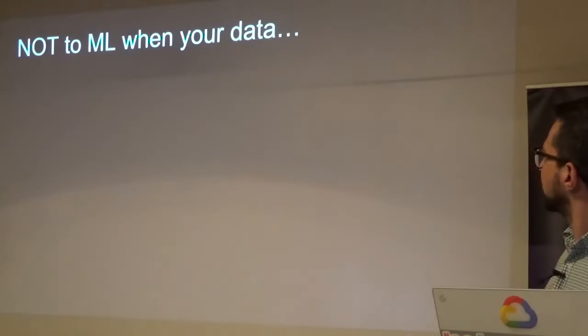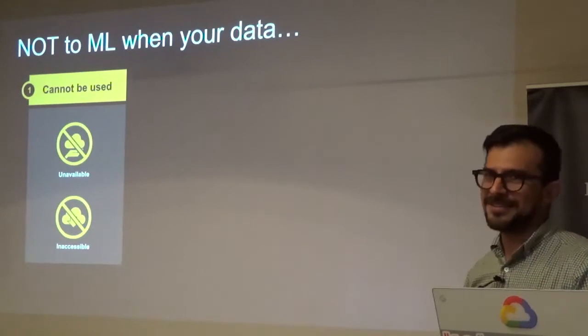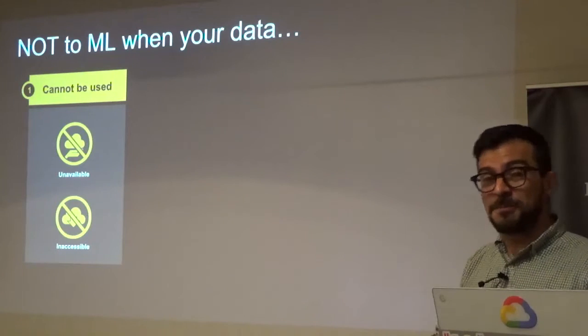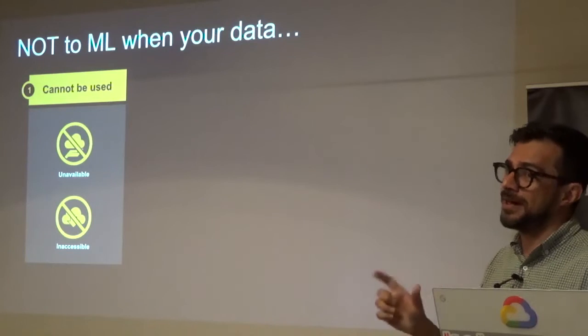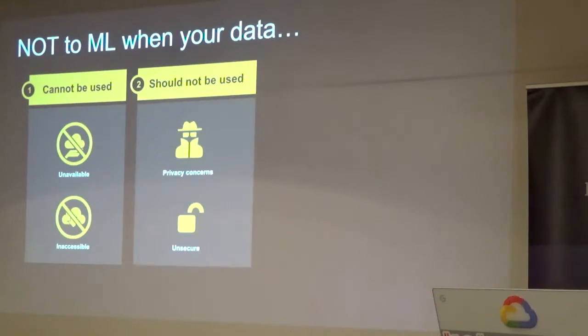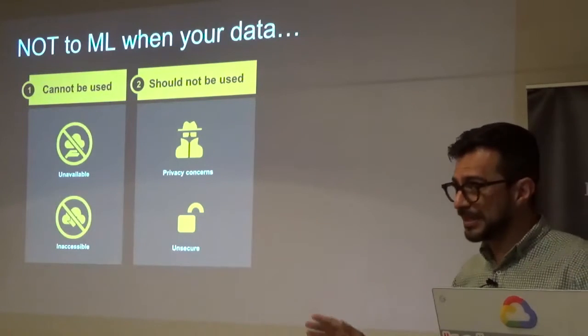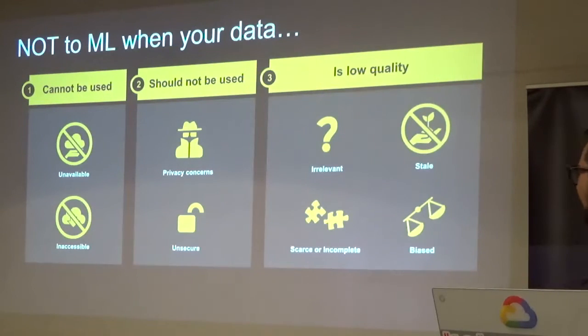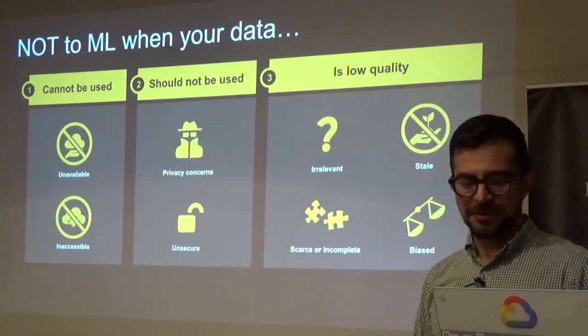And again, if the data is not available, if it's inaccessible, it could take you months to even get to that stage. So really figure out whether it is in the timelines for your product. If there are some privacy concerns, if it's not secure, really don't even try. And again, when you have irrelevant, stale, biased data, everything starts with data. If you don't have the right data, then there's no point to go ahead.